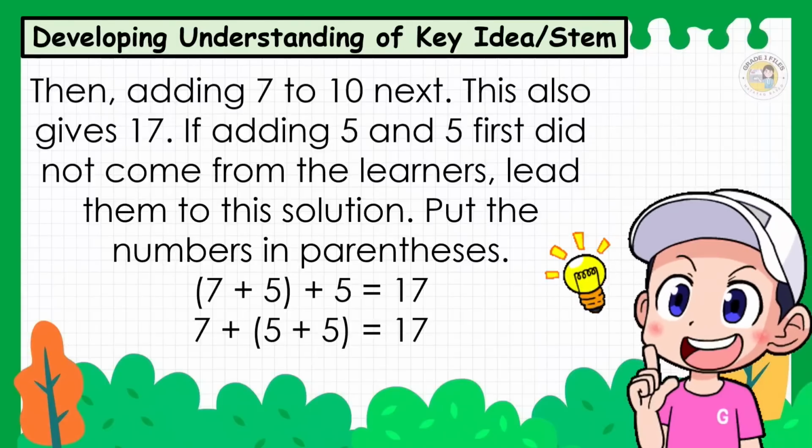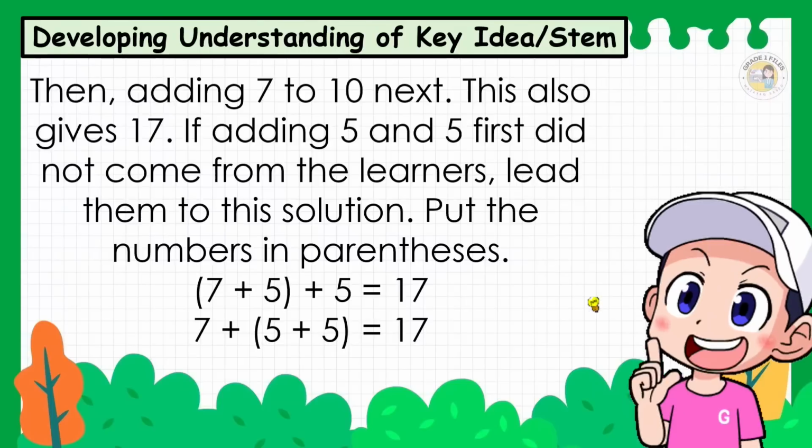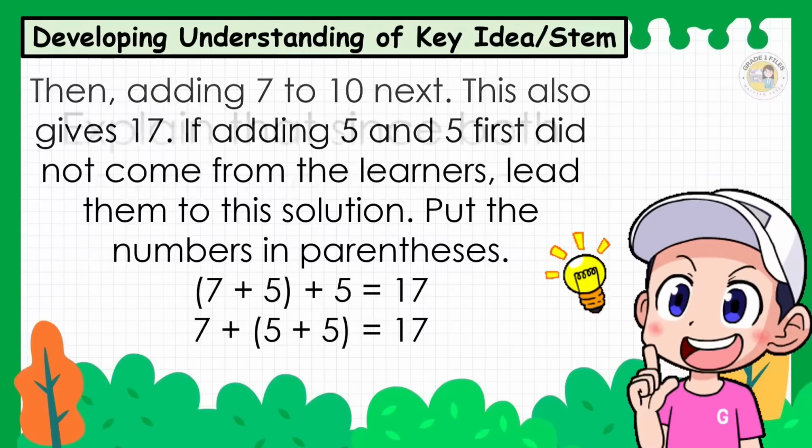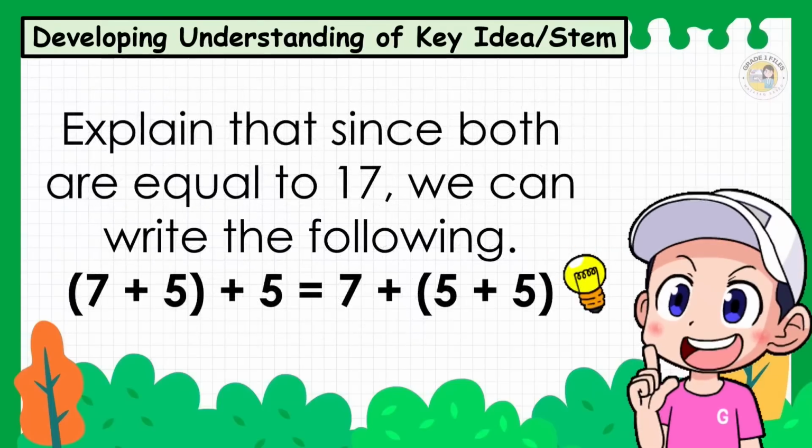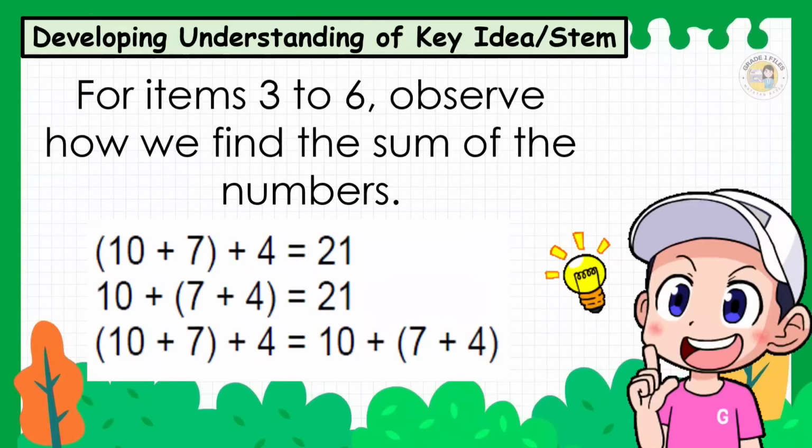This also gives 17. If adding 5 and 5 first did not come from the learners, lead them to this solution. Put the numbers in parentheses. Since both are equal to 17, we can write the following. For items 3 to 6, observe how we find the sum of the numbers.